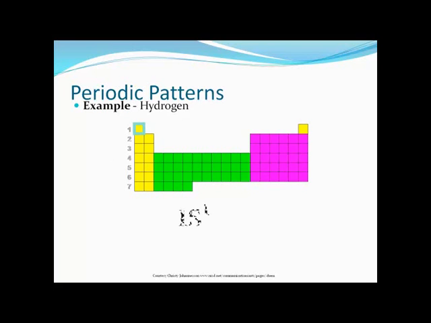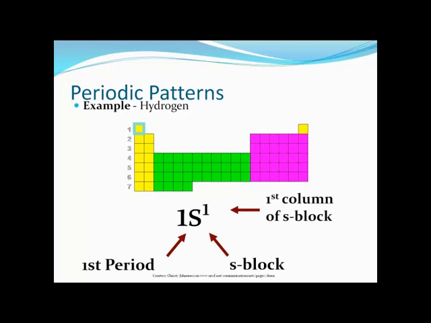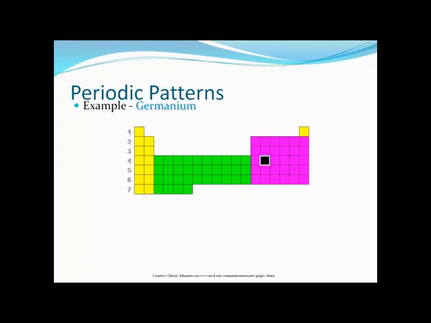Okay, let's have a look at hydrogen. Hydrogen, we say, is 1s1, meaning first period in the S block, and it's in the first column. That also means that its electron is in the 1s orbital, the lowest one possible.